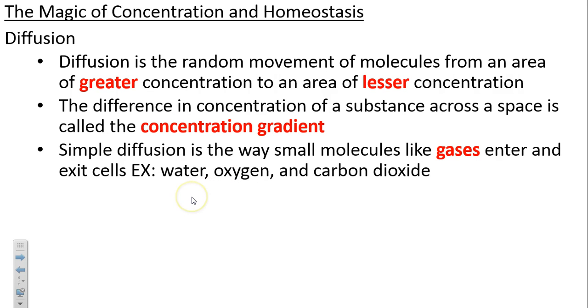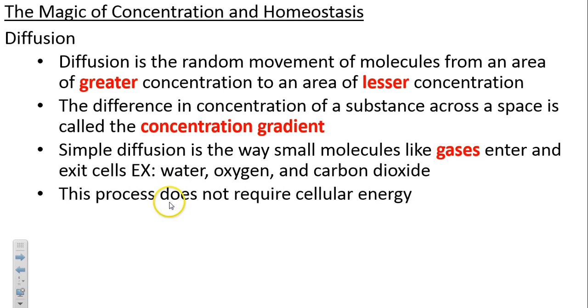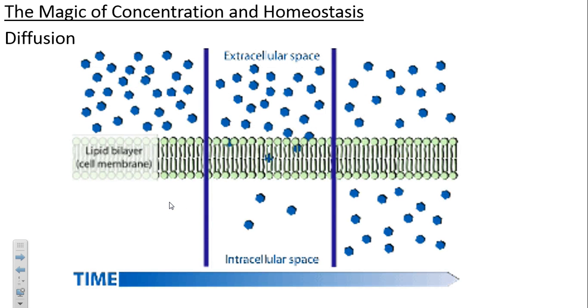In simple diffusion, small molecules like gases have the ability to pass in and out of the cell freely, solely based on this concentration gradient. That means they don't require energy of any kind. Examples of things that can exhibit simple diffusion are water, oxygen, and carbon dioxide. And like I said, this process does not require cellular energy.